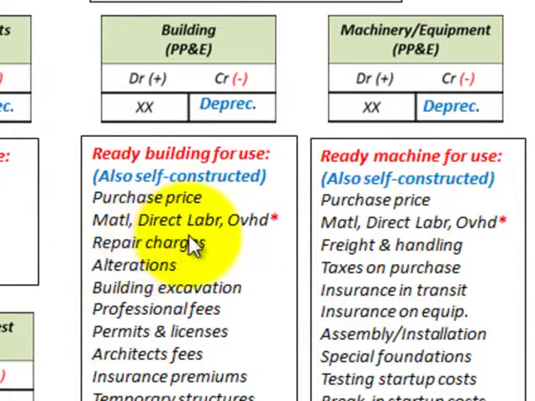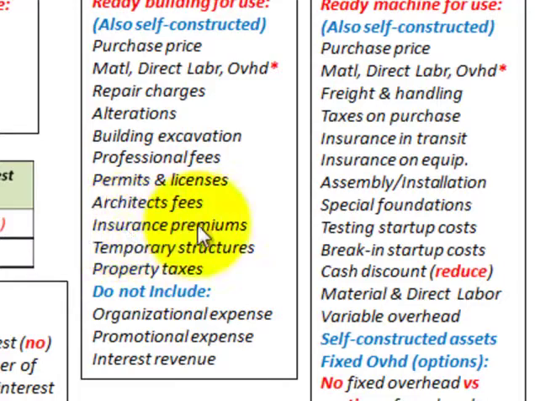And then it would be repair charges, any alterations, the building excavation, that is like digging the hole, getting it ready for putting up the building, any professional fees, permits and licenses, architect's fees, any insurance premiums during the construction period, or any temporary structures that have to be built for the construction of the building. And then any property taxes during the construction period. But you do not include any organizational expense or promotional expense or any interest revenue here.